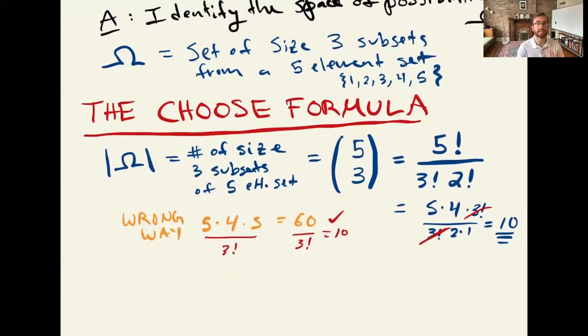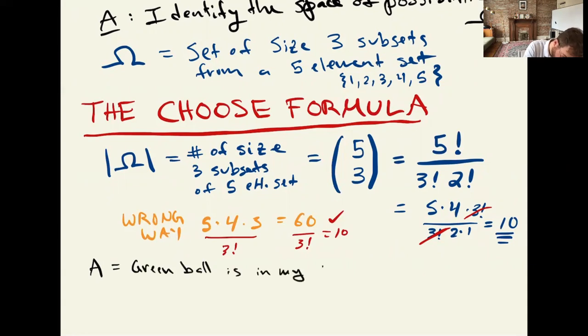Anyhow, that tells us how big omega is. But now we need to figure out, how many ways are there of drawing a size 3 subset where the green ball is in my size 3 subset. So switching back to black here. Remember, A, I think of as being the event where the green ball is in my size 3 subset. So how many ways are there of doing that?